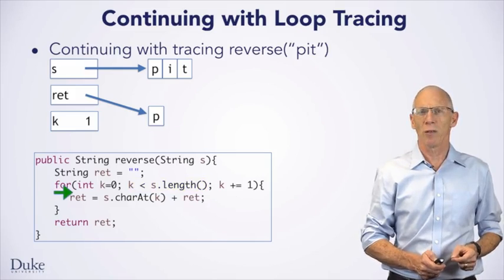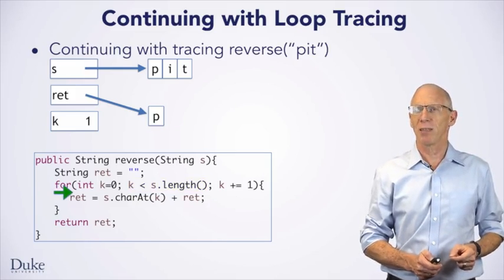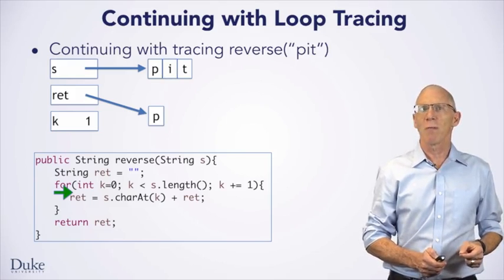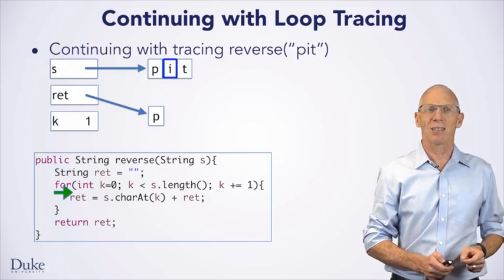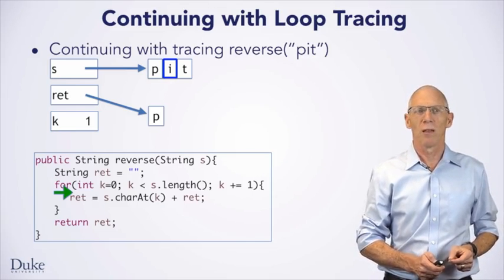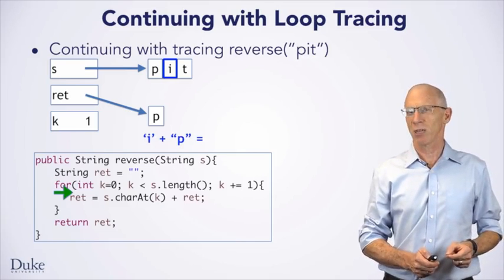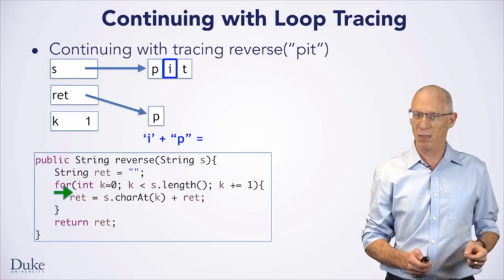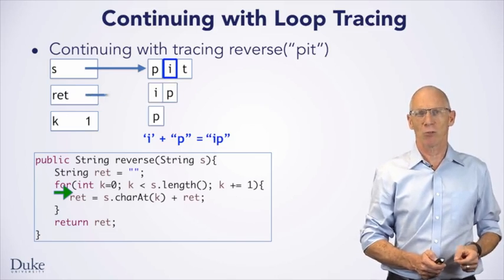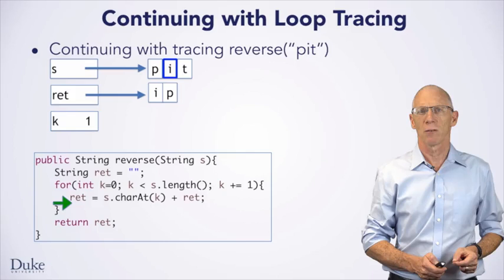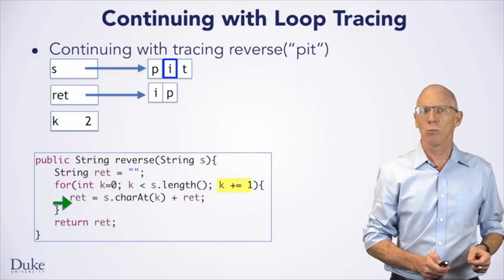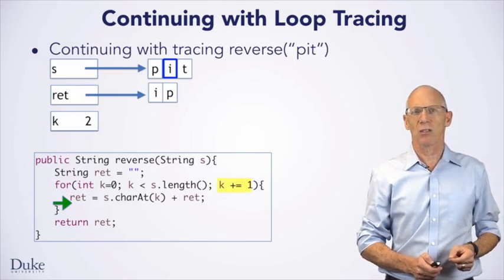K has the value 1. The length of s, the string pit, is 3, and so the loop body executes since the guard evaluates to true. Remember that the charAt method accesses the kth character. Here that's the character i, whose index is 1. The character i is prepended via string concatenation to ret, which is p, and this creates a new string ip. The assignment statement changes ret so that it references this new string. And now the loop increment will execute. The value of k is 2, and the loop will continue to execute.